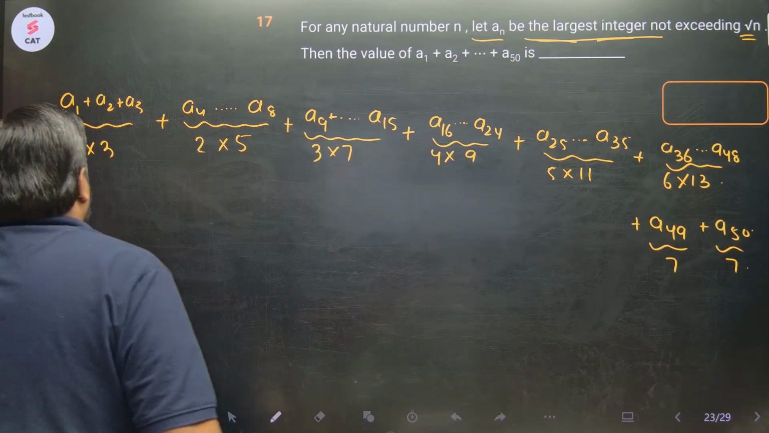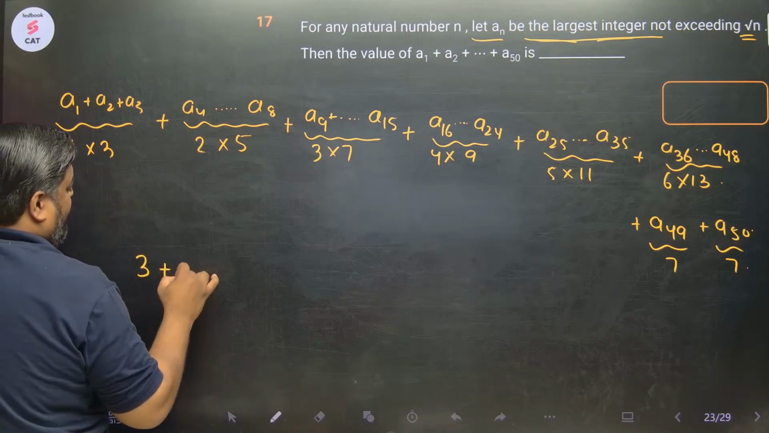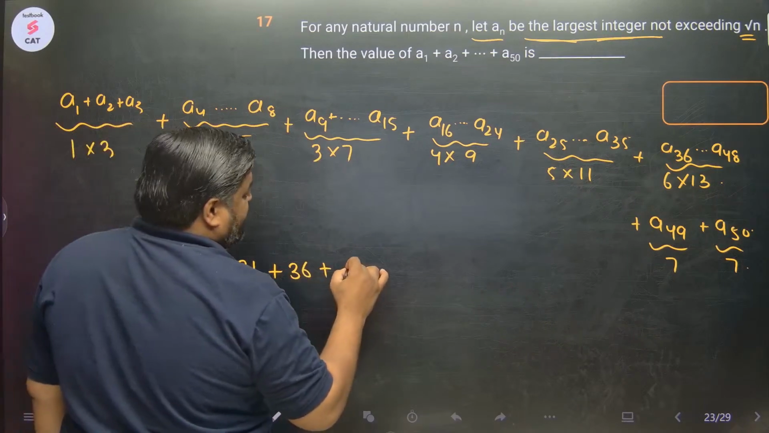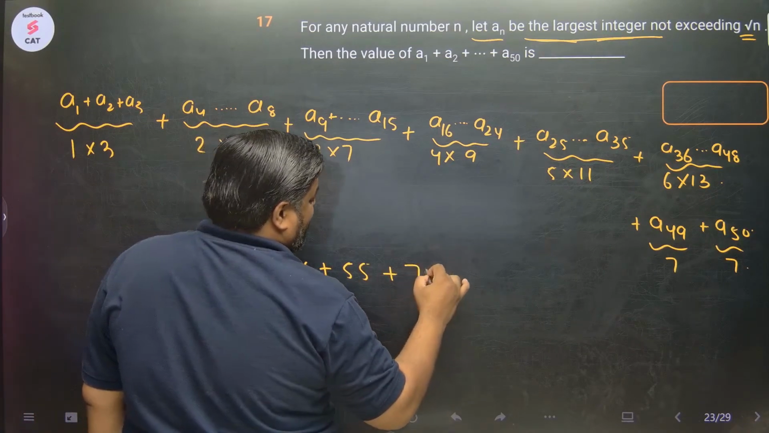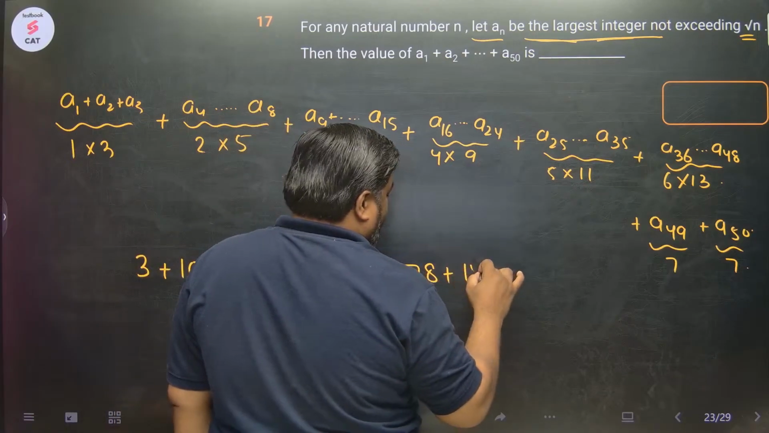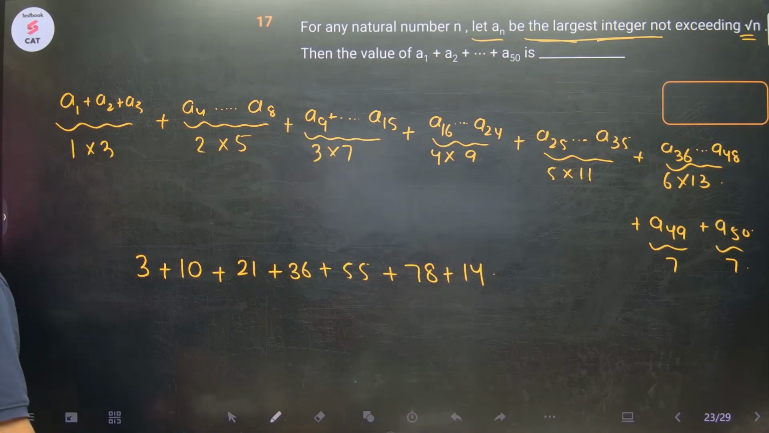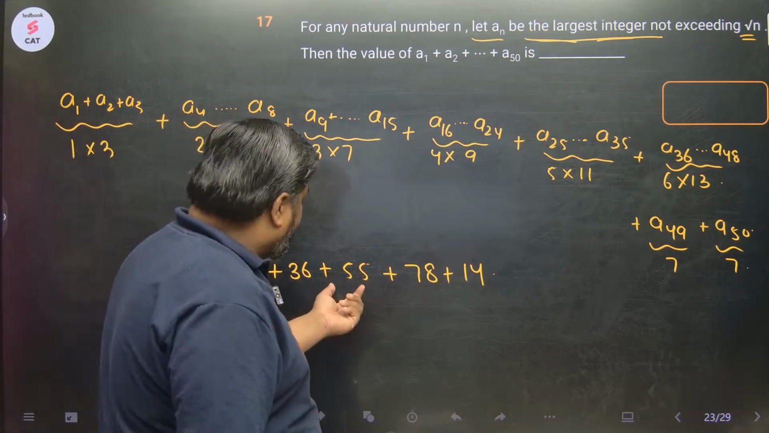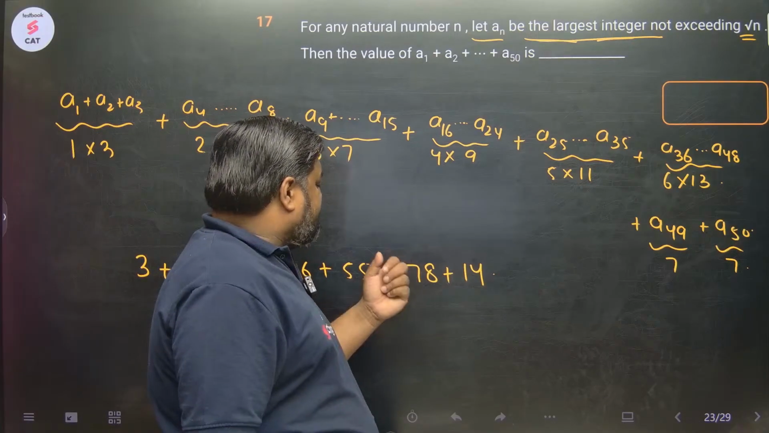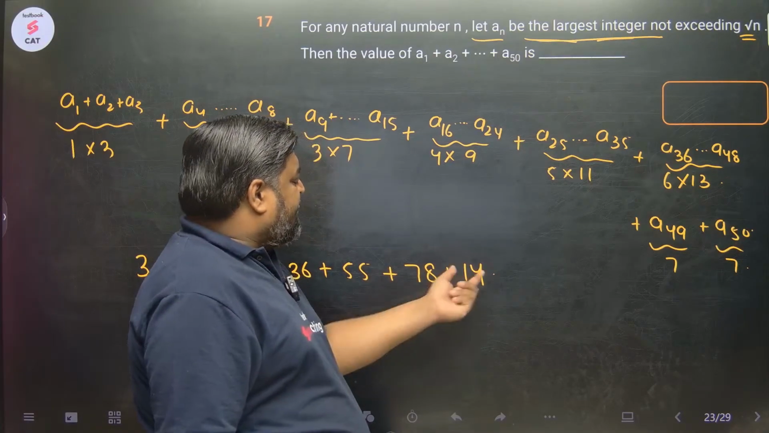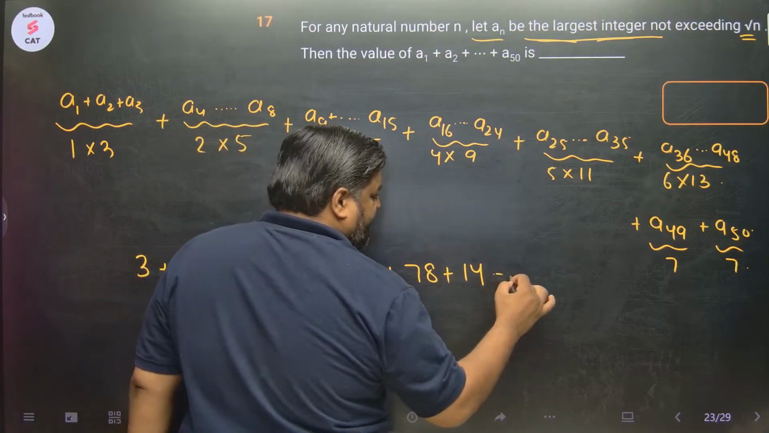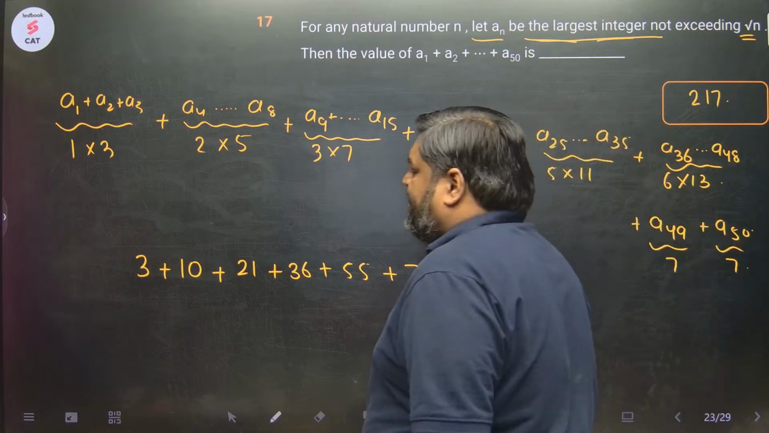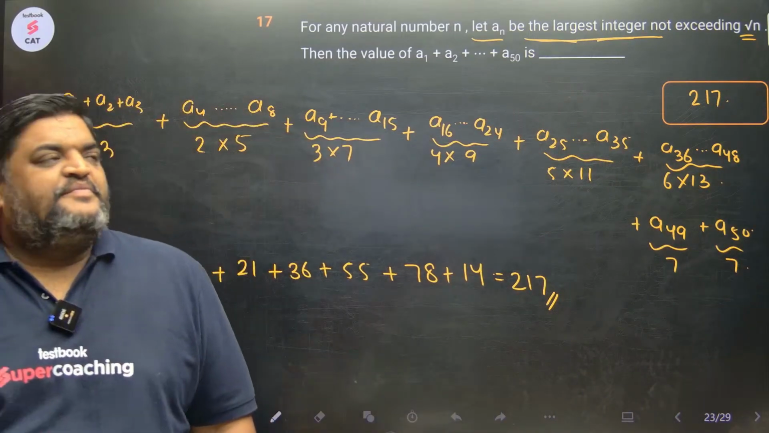चलो आ जाओ. So this is 3 plus 10 plus 21 plus 36 plus 55 plus 78 plus 14. Okay, add them up. 10, 13, 13, 21 is 34, 34, 36 is 70, 70, 55 is 125, 125 plus 78 is 203, 203 plus 14 is 217. This is 217. Okay. Chalo. Let's move ahead.